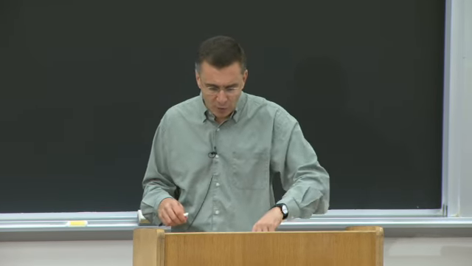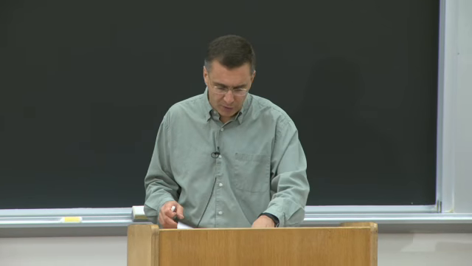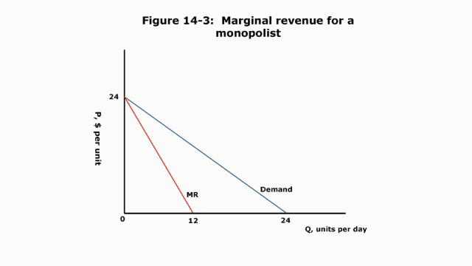And so let's go to figure 14.3 and slowly walk through it. What the monopolist is going to want to do is draw a marginal revenue curve. With the perfectly competitive firm, marginal revenue was just the price. It was given to them. There's no marginal revenue curve. For monopolists, there is a marginal revenue curve.